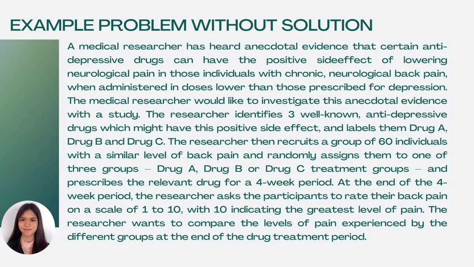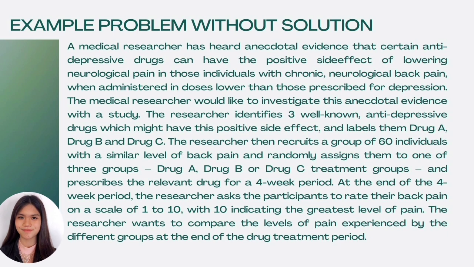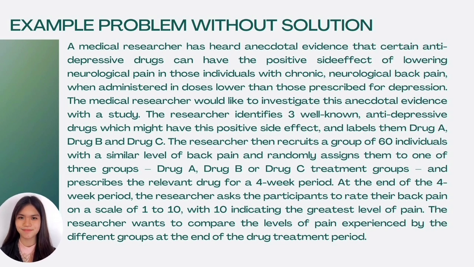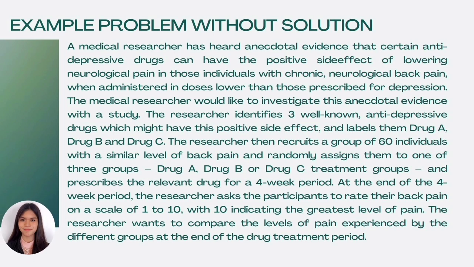least 3 random samples such as drug A, drug B, and drug C. Second, the size of each sample was greater than 5, for they have recruited 60 individuals and assuming there are 20 individuals per sample. The third assumption is that the dependent variable, which is the chronic neurological back pain, is measured at an ordinal continuous level. On the other hand, the independent variables consisted of 3 categorical independent groups, such as the 3 antidepressive treatments.